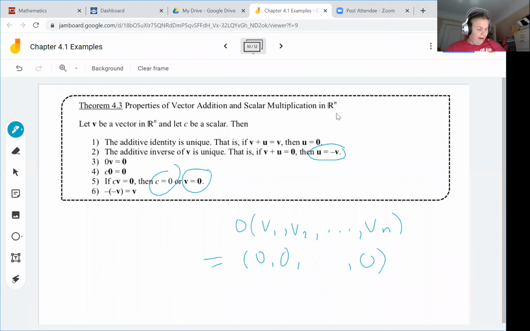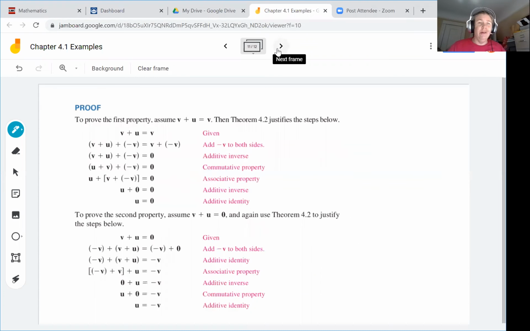Let's take a look at the proof for 2 of these properties. And then you'll see you could use the same techniques to prove additional properties. So to prove the first property, the additive identity is unique, assume that v plus u equals v, and then using theorem 4.2, we can go through the steps.